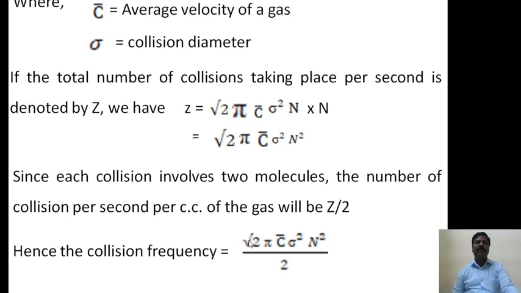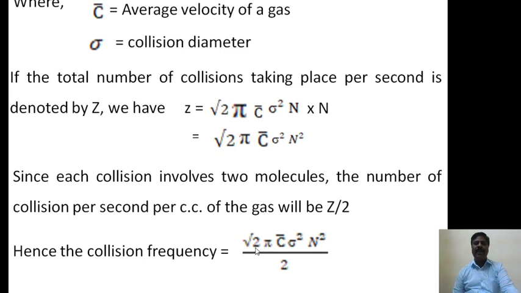Suppose two molecules collide, then the collision count will be 1. Therefore, when n molecules are there, n divided by 2 will be the total collisions. Hence, the collision frequency is equal to square root of 2 pi into average velocity sigma square into n square divided by 2.